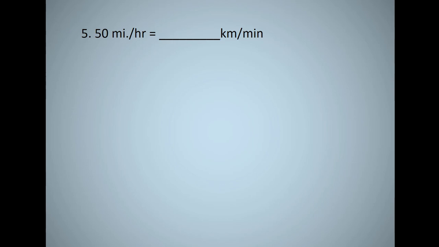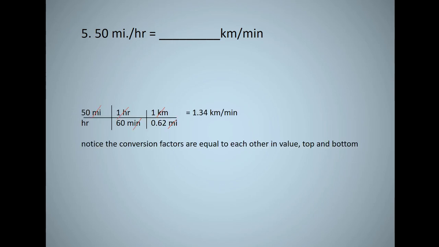Okay, so we're back, and when you attempt this, you should have gotten set up something like this with 50 miles to start off with per hour. Hours is on the bottom, and I know there's a relationship between hours and minutes, so that gives me my hour to minute conversion. And then the given conversion factor of 1 kilometer is equal to 0.62 miles. So on the test, if there's anything weird like this, like 0.62 miles is equal to 1 kilometer, I will give that to you.